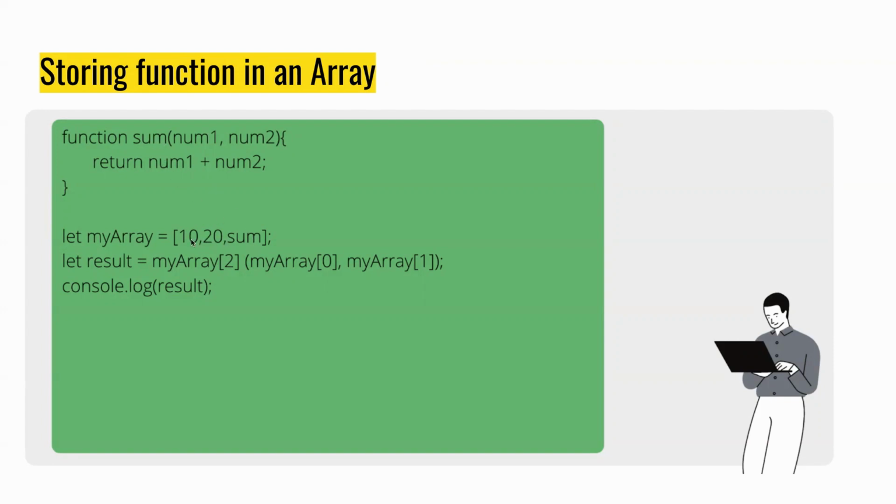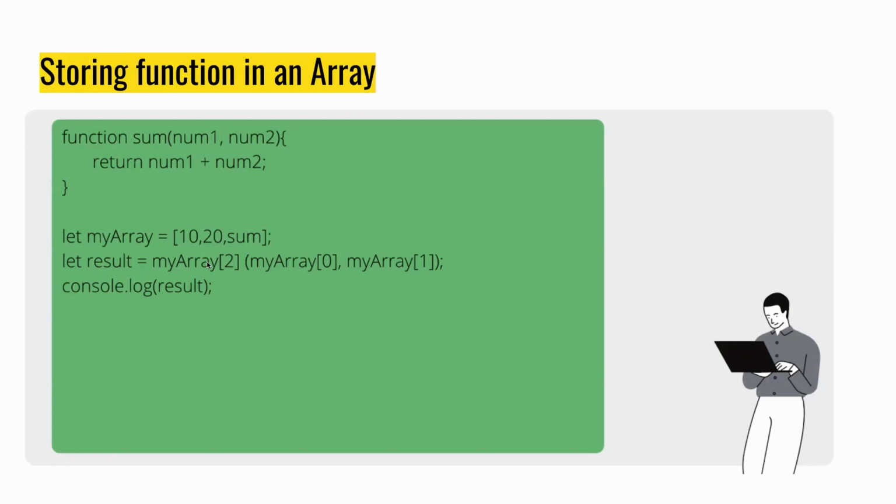The first element is an integer. The second element is an integer. The third element is a function. Now look at the beauty here. myArray[2]. So the third element of myArray is basically the sum function.